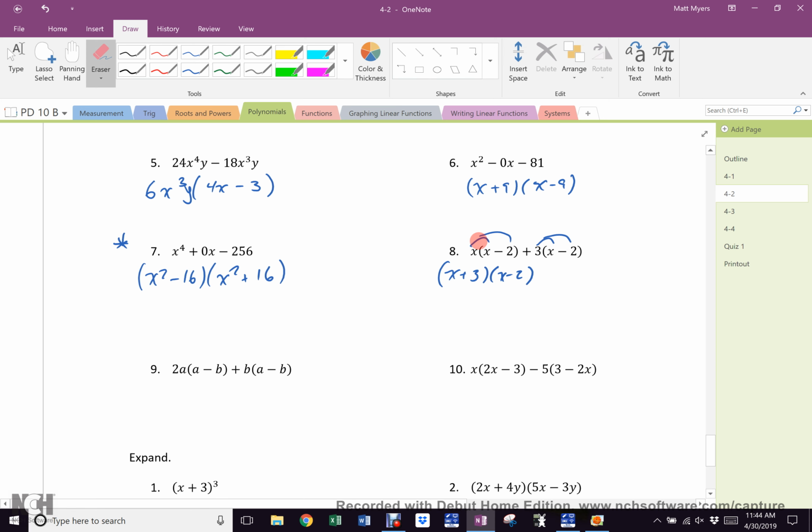All right, so let's talk about that right now. If you distributed, you got x squared minus 2x plus 3x minus 6, yes? Which got you x squared plus x minus 6, right? Which got you numbers that multiply to negative 6 and add to 1, which are x plus 3 and x minus 2. Agreed? All right, good. Now, look at what I am about to highlight.